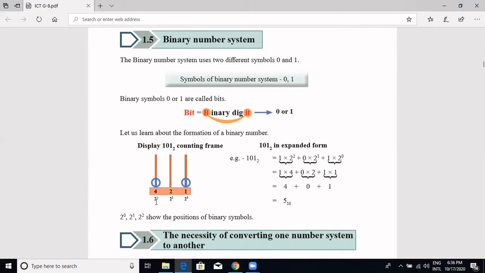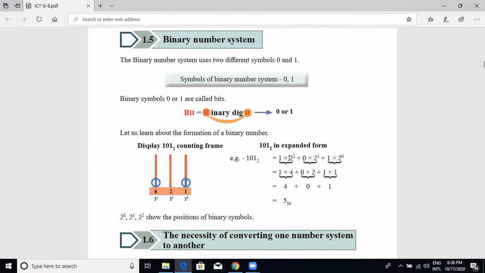And 2 to the power 2, or 4, is the next place value. Can you see how 101 is represented? The last digit is multiplied by 1 because it is 2 to the power 0. Then it's 0, 0 into 2 to the power 1. 2 to the power 1 is 2. That's why 0 into 2, any number which is multiplied by 0 will be 0.